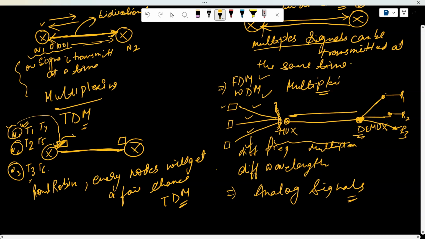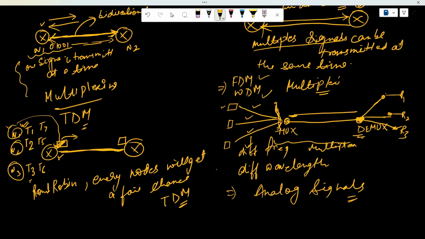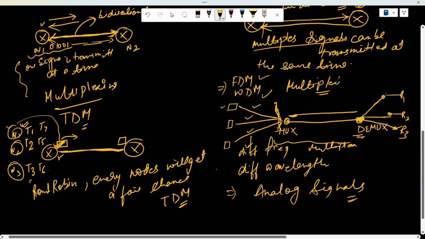And only one signal is being transmitted at a time. That means this node will use the communication channel during T1 time. This N2 will use this channel during T2 time, in this way. And when we talk about TDM, it is used by digital signals to transmit digital signals.